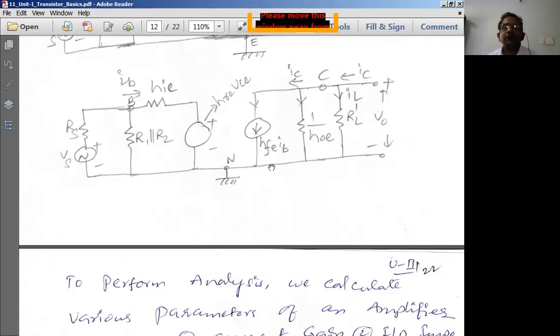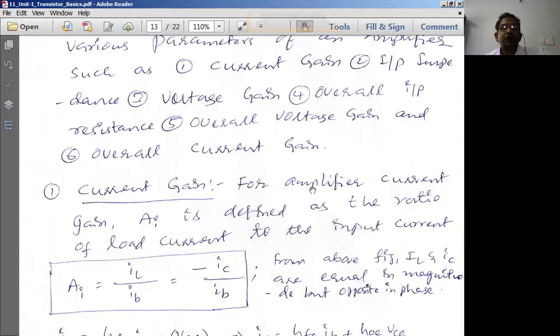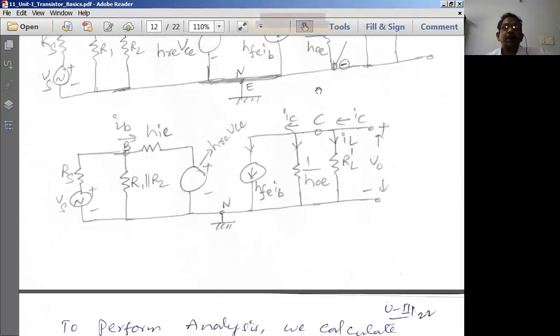So hfe is the forward current gain in common emitter configuration. hie is the input impedance for the common emitter configuration. hre is the reverse voltage gain for common emitter configuration. 1 by hoe is the output admittance for the common emitter configuration. This is basically the h parameter model, or low frequency h parameter model, of the BJT. We will be starting our analysis from this point onwards.